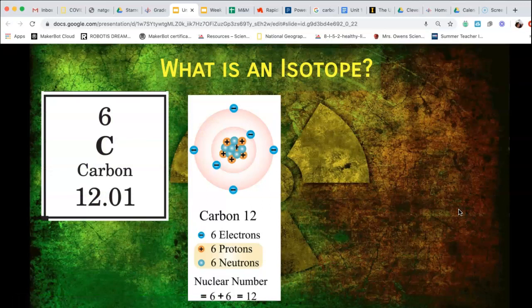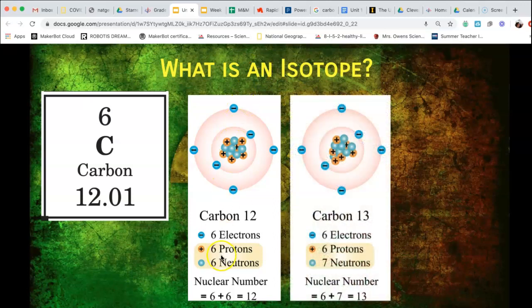So if we looked at some isotopes for carbon, the information will be just slightly different. This is our standard carbon 12 that we just looked at. Carbon 13, however, also has 6 electrons and 6 protons, but the amount of neutrons is different. So we have 7 neutrons for carbon 13, and that's reflected in this Bohr model as well. The nuclear number, or the mass number, is going to be 13. So that's why this is referred to as carbon 13.